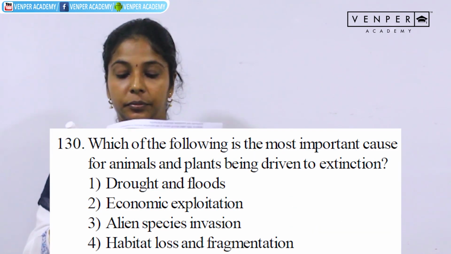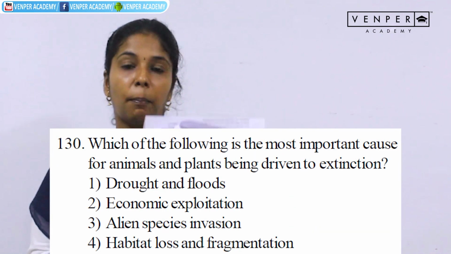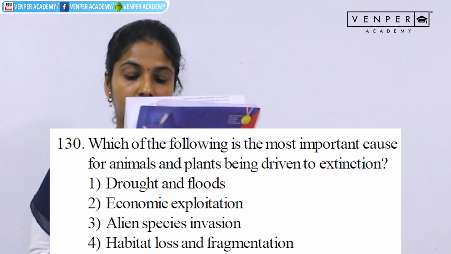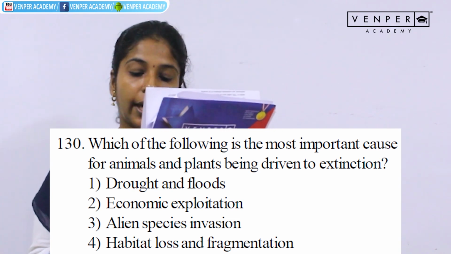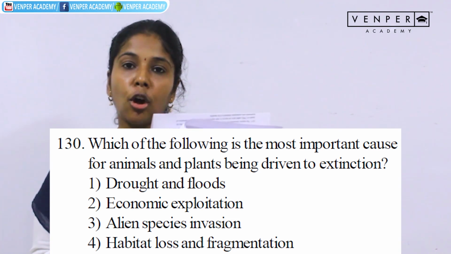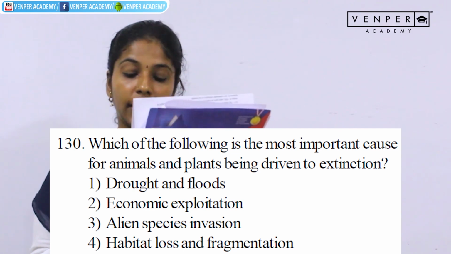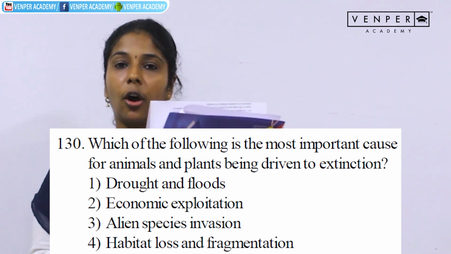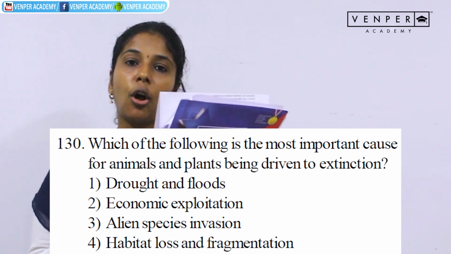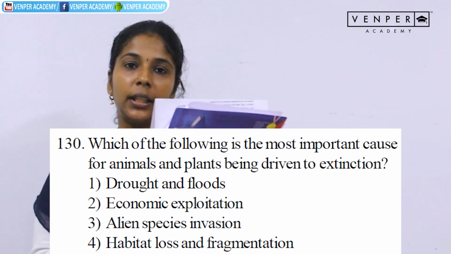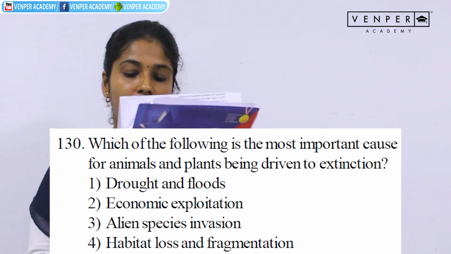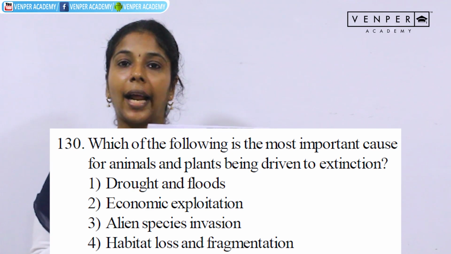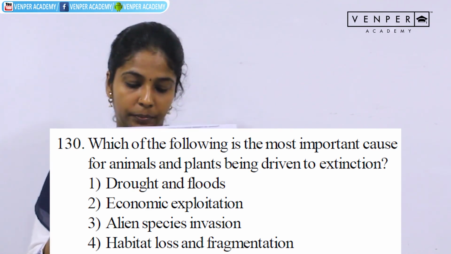Question number 130. Which of the following is the most important cause driving animals and plants to extinction? The options are: option 1, drought and floods, option 2, economic exploitation, option 3, alien species invasion, option 4, habitat loss and fragmentation. The correct answer for question number 130 is option 4, habitat loss and fragmentation, which is the most important cause driving animals and plants to extinction.